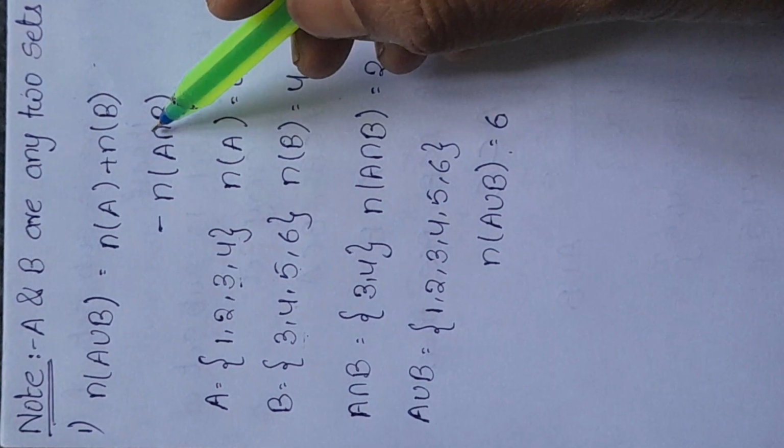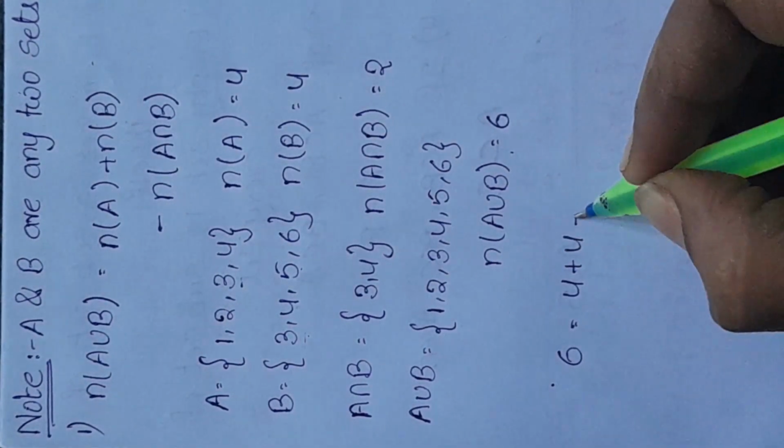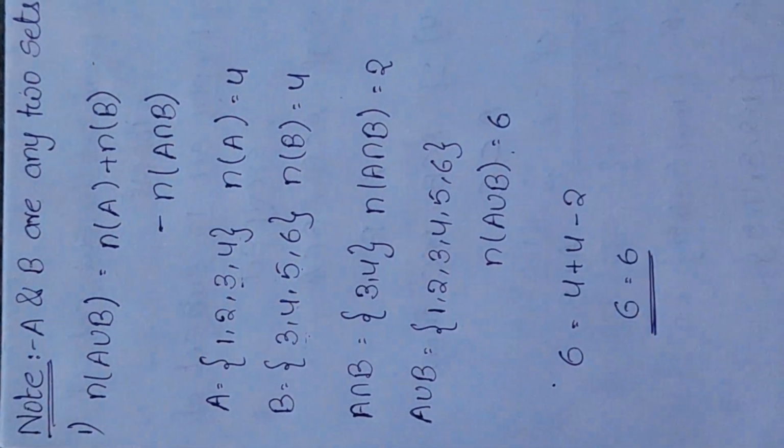Let us substitute these values in this formula. n of A union B is 6, is equal to 4 plus 4 minus 2. 6 is equal to 6.